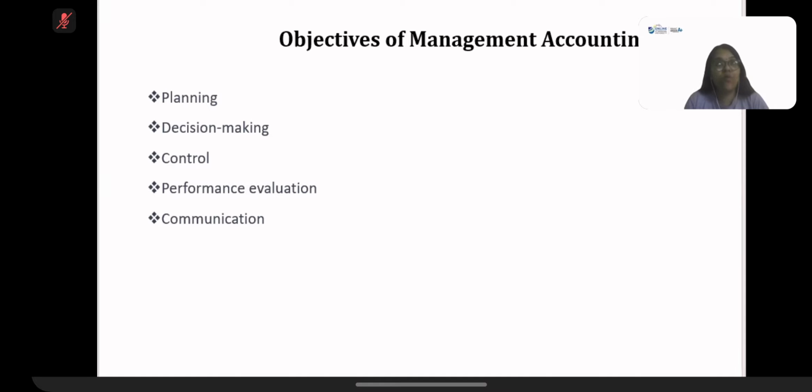Management accounting provides a means of communicating the financial information to management, other stakeholders within the organization, student. It provides reports, analysis, other financial information that enables the management to understand the financial position also, performance also of the organization, and then they can take proper decision. Okay.